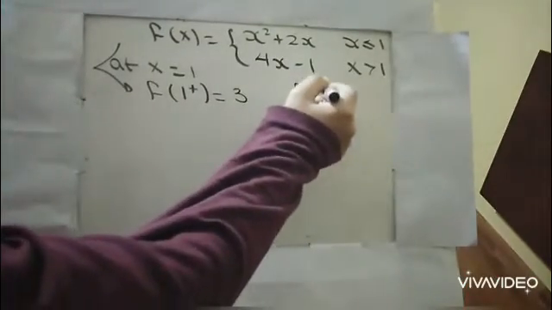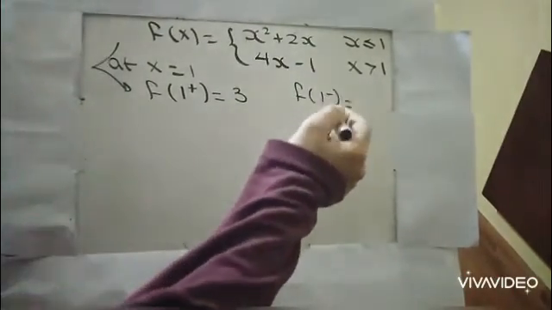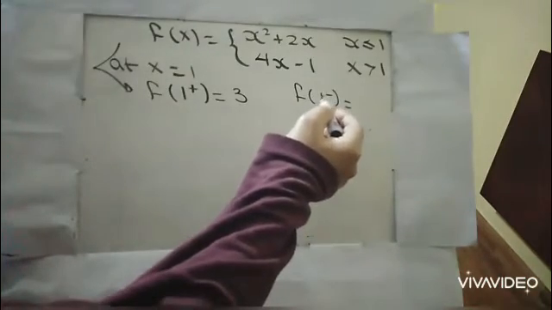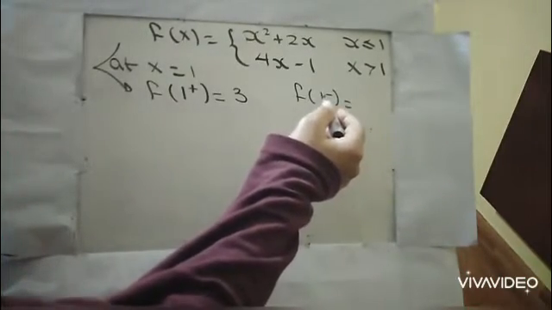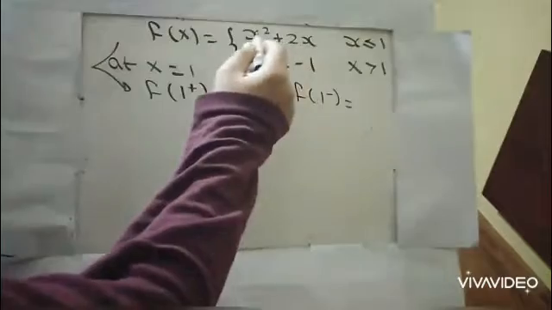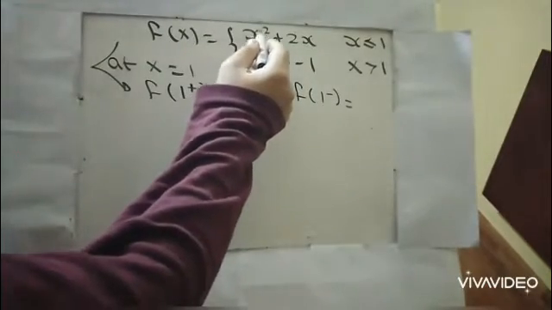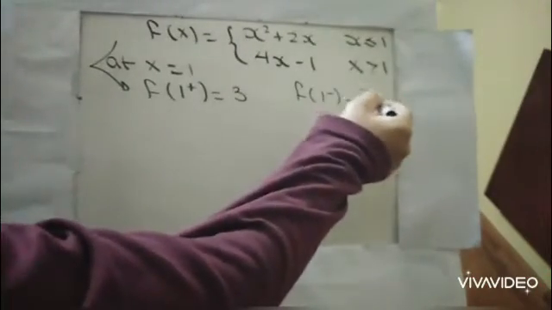Now I will get f(1) negative. It means left of 1. When x is at left of 1, what's y? I will go here and put 1 instead of x. So 1 power 2 plus 2 times 1 will be 3.